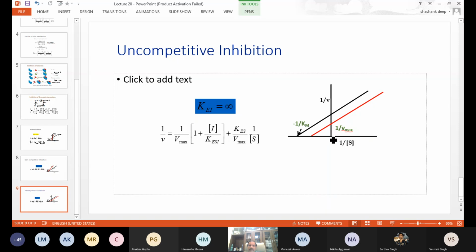This is the beauty of kinetics in determining the mechanism. You're just measuring rate versus substrate concentration, and if you plot 1/V versus 1/S, you will be able to know whether the inhibition is going through competitive, uncompetitive, or non-competitive. Okay, and that's why I say that one of the most important applications of kinetics is to understand the mechanism of the reaction.